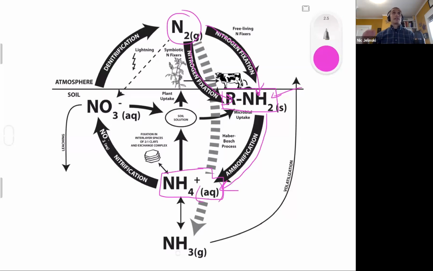It's in solution. It's in the soil solution. So this is ammonium, and ammonium is a cation. And so that means that ammonium can participate in cation exchange with solid particles, clays, and organic matter that are negatively charged.